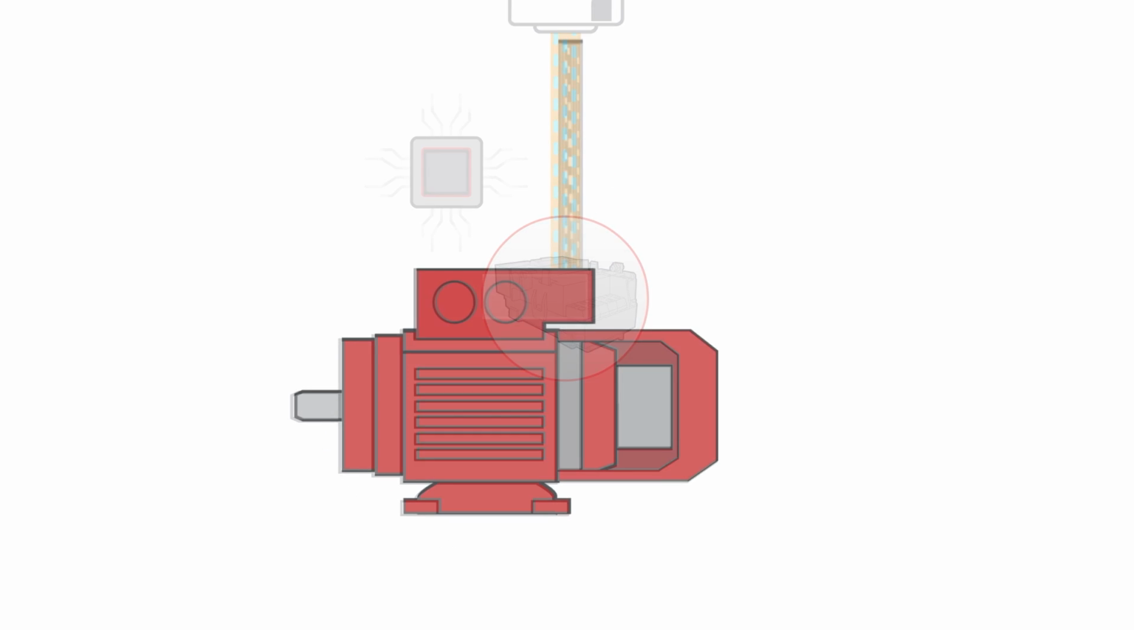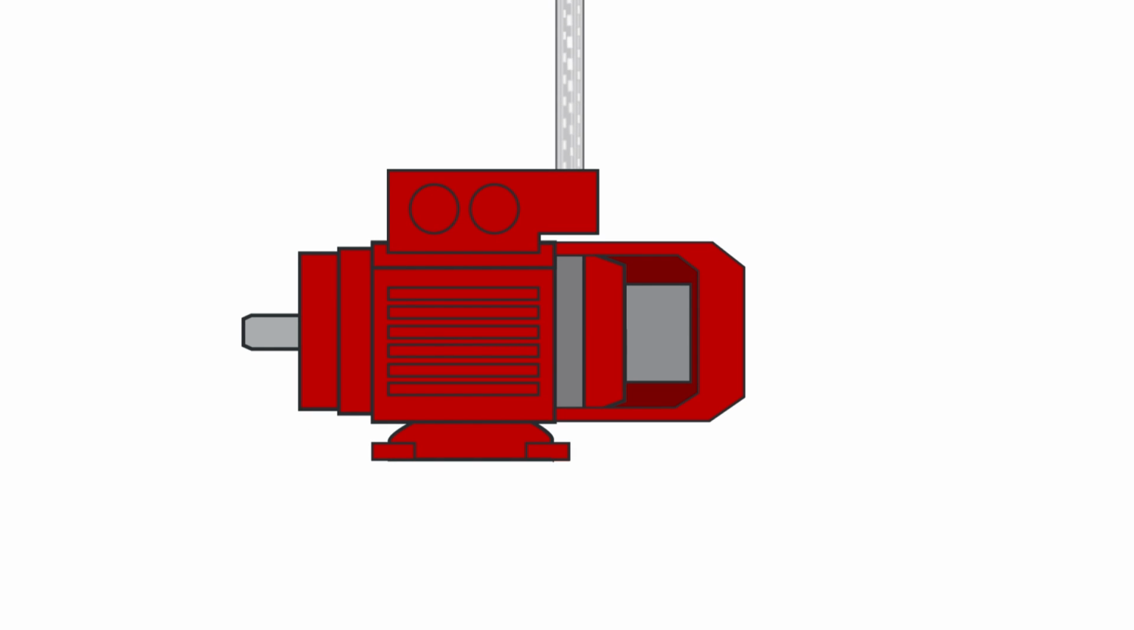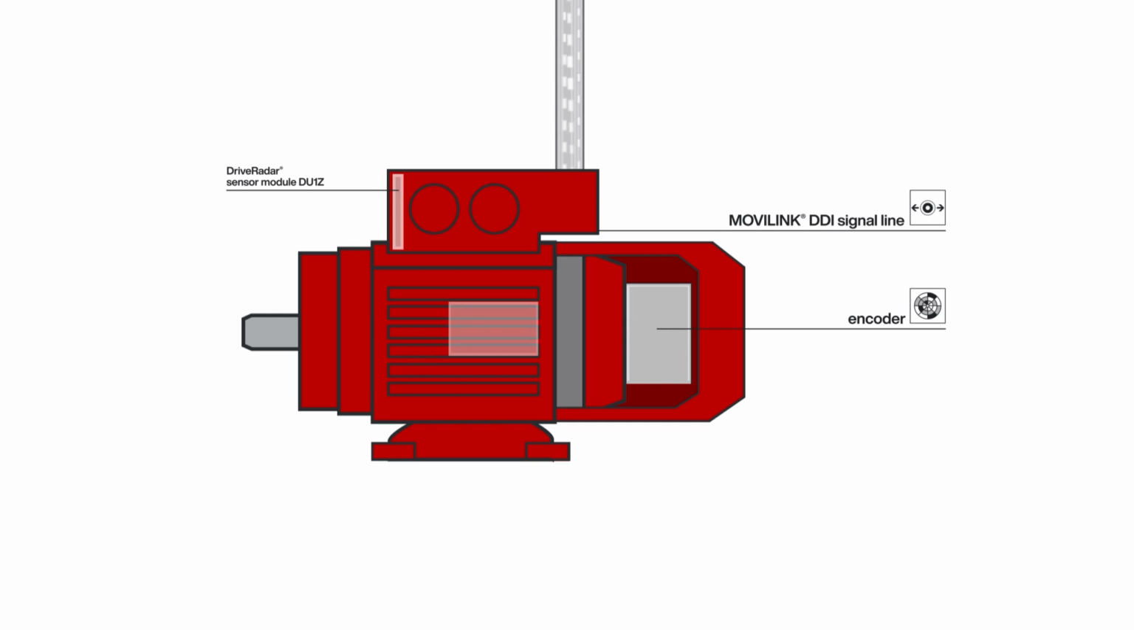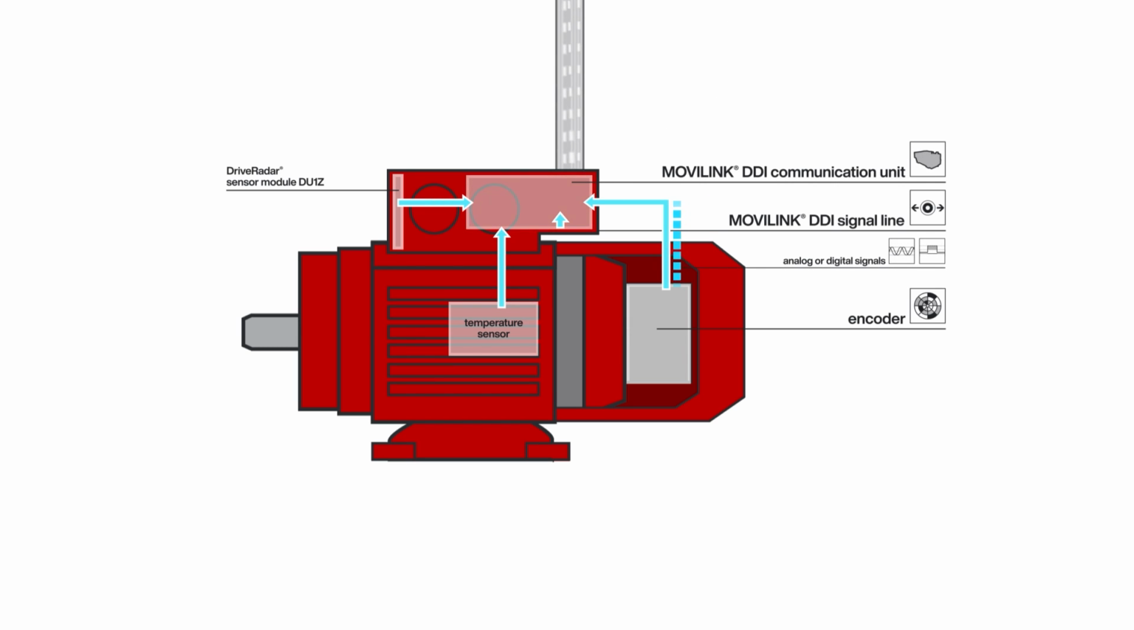The third part of the information chain is represented by the many subslave components, such as encoders, brake controls, condition monitoring options such as the drive radar sensor module, and drive options such as the temperature sensor. They send analog or digital signals to the communication unit that it interprets. At the same time, the subcomponents receive commands from the communication unit.